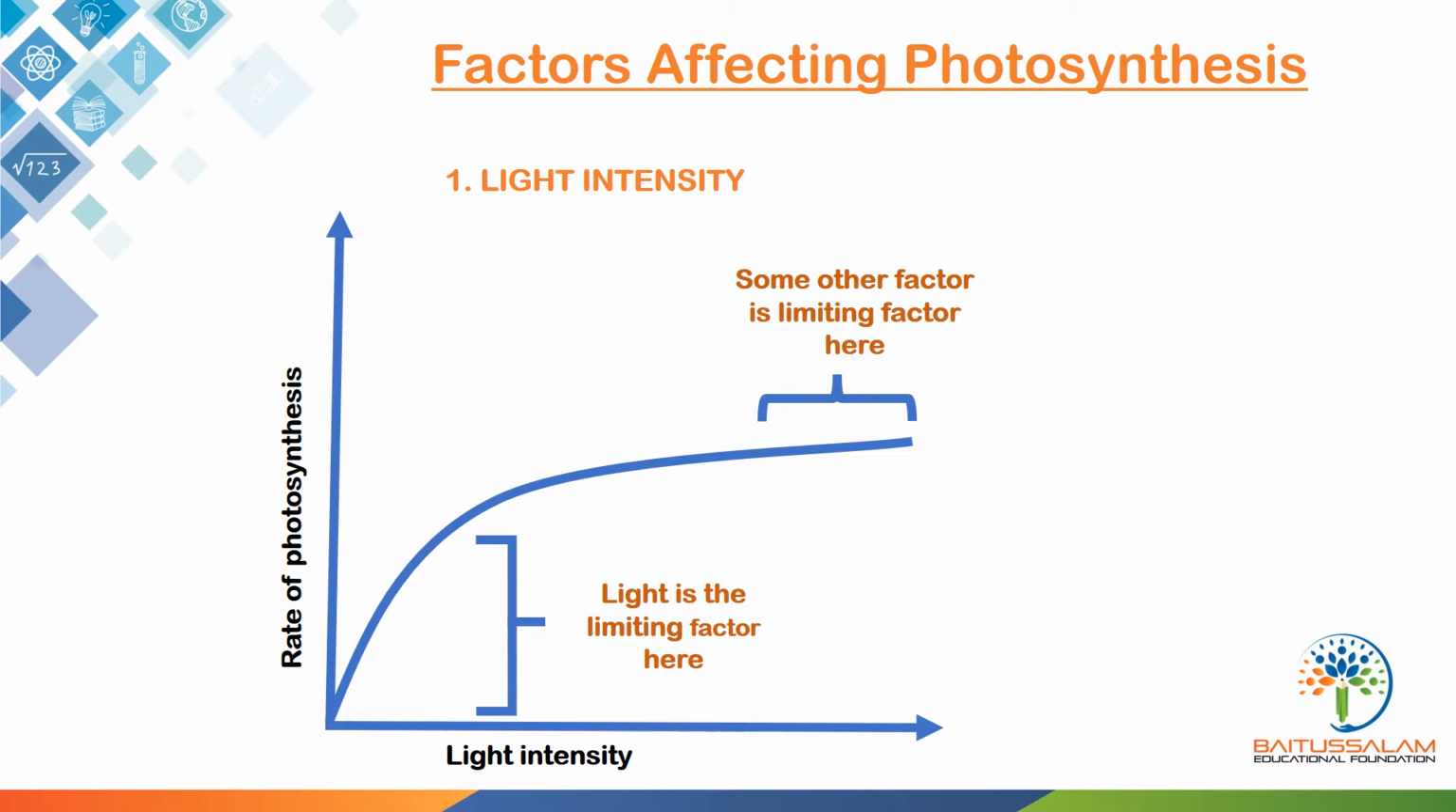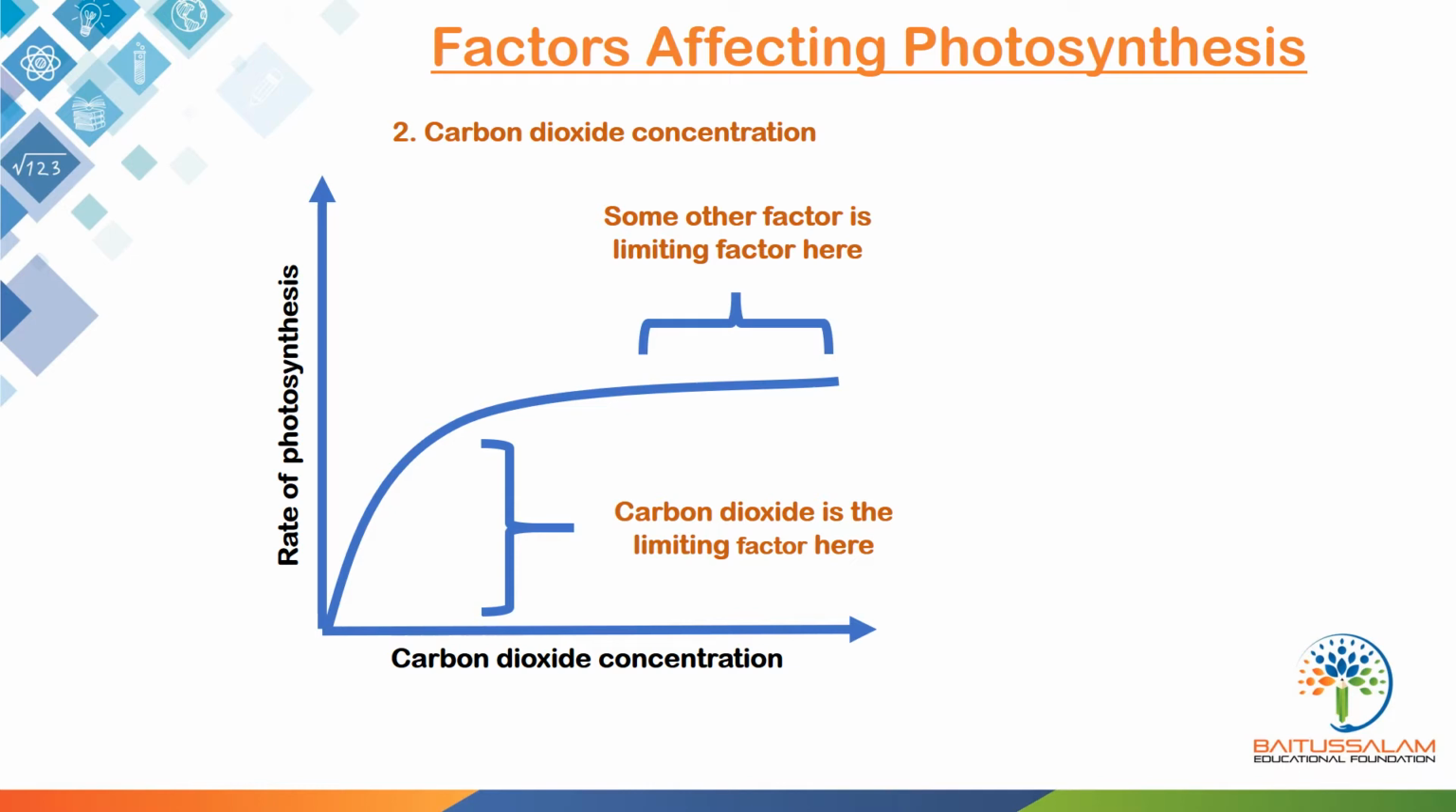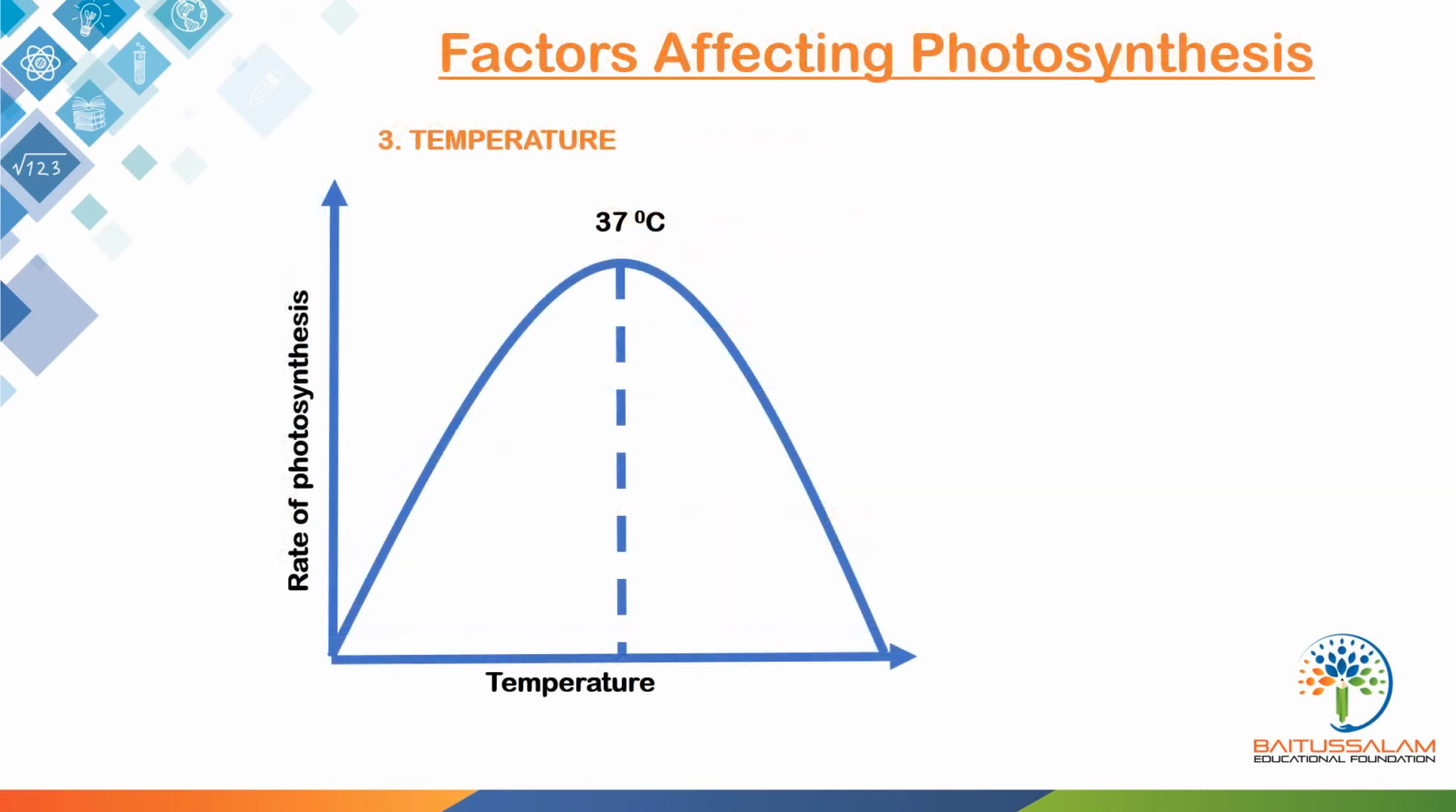Factors affecting photosynthesis. Photosynthetic rate increases with light intensity until a certain point when some other factor becomes a limiting factor and prevents further increase in rate. Rate increases with increasing carbon dioxide concentration. Under natural conditions, carbon dioxide is an important limiting factor since atmospheric carbon dioxide remains constant at around 0.03% by volume. Rate increases with temperature up to an optimal temperature, that is usually 37 degrees Celsius.